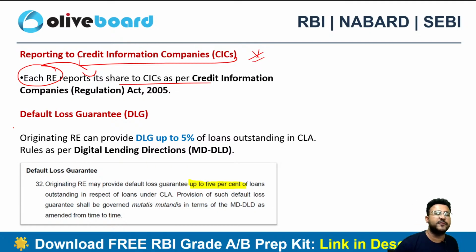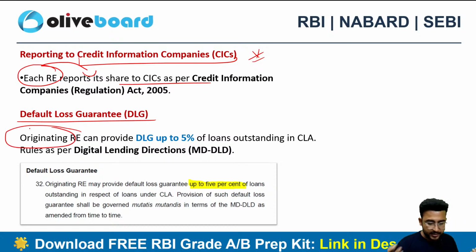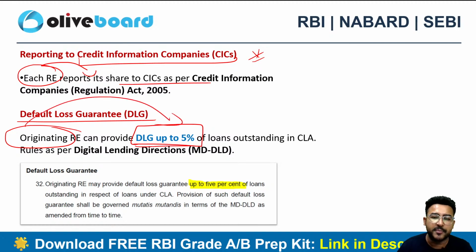Now there is a provision of default loss guarantee because the originating RE is bringing in this loan, right? There can be a risk in the loan as well. That's why the partner RE needs a DLG. What is DLG? Default loss guarantee. In case of any mishappening, in case of any non-payment, the originating RE needs to cover at least 5% of the outstanding loan, right?